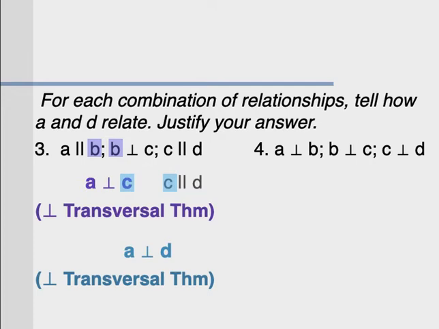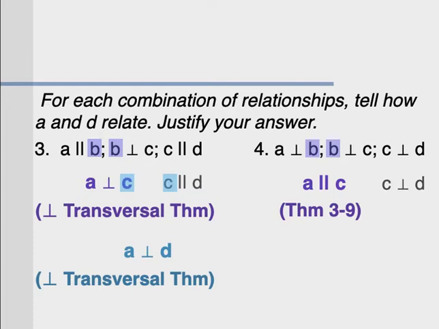Remember, to justify your answer means to write the theorems you used to make your conclusion. So remember to do that with question 4. Highlight in the first two sections the repeating line names. What conclusion can you make from those first two statements? What theorem did you use for that? Two perpendiculars make a parallel is theorem 3.9.